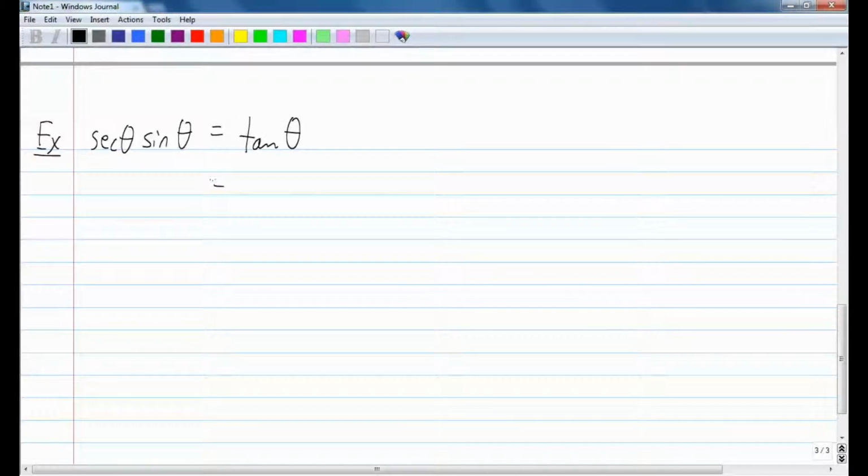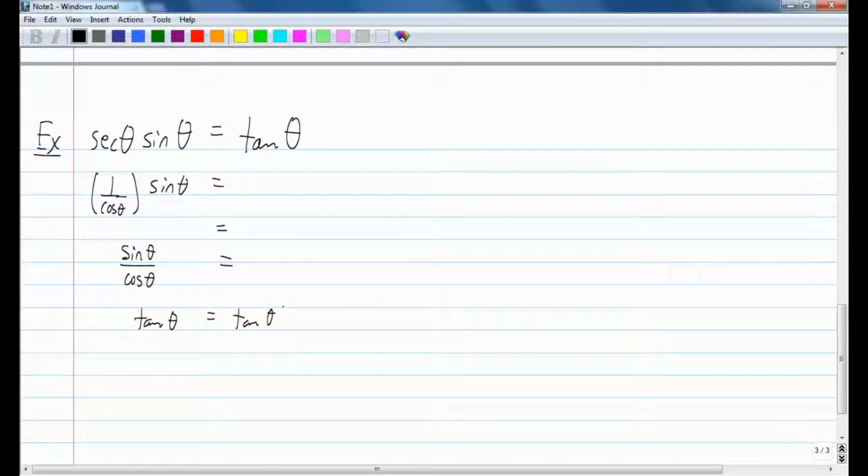There are 1,000 different things that I could do, but if I'm multiplying or dividing and it's just two terms, what you might want to try doing is changing everything to sine and cosine. So secant is the same thing as 1 over cosine. So secant of theta equals 1 over cosine theta. Then I have 1 over cosine theta times sine theta, so that's sine theta over cosine theta. And that is a quotient identity. Sine of theta divided by cosine of theta is equal to tangent of theta. So tangent of theta equals tangent of theta. That establishes the identity. So we're done.